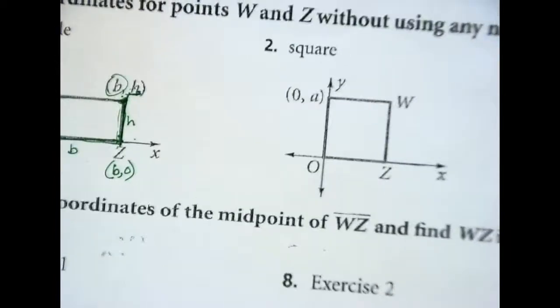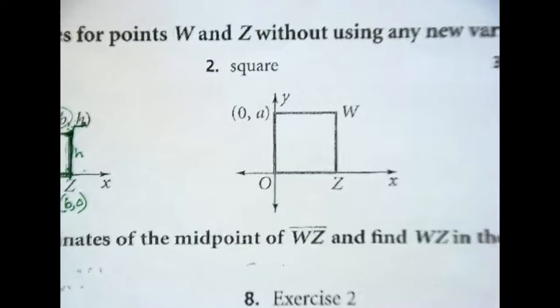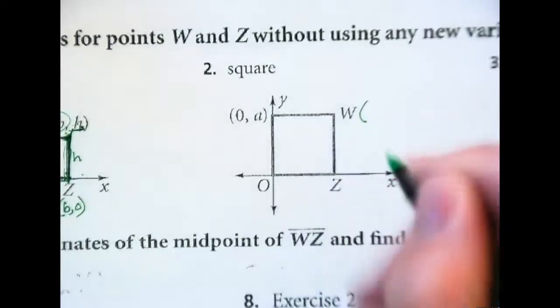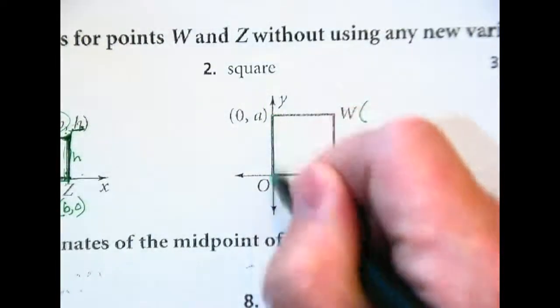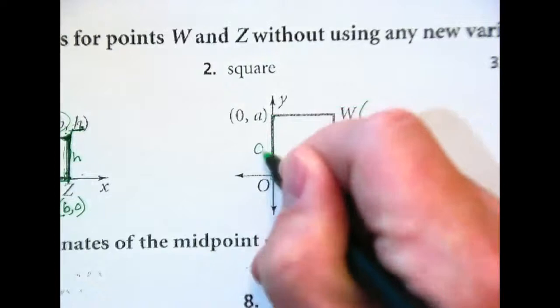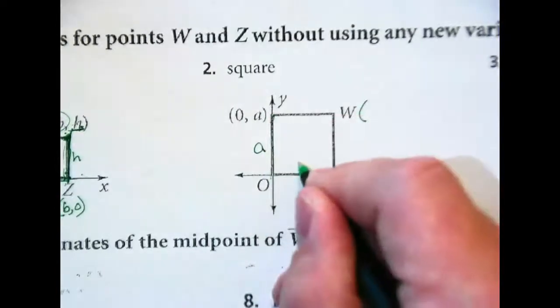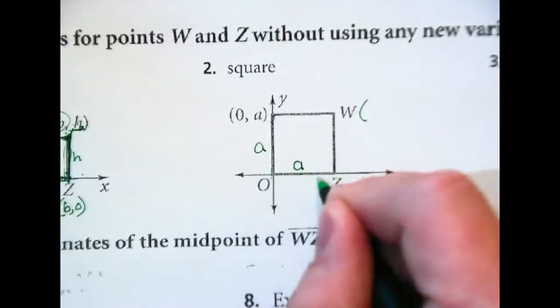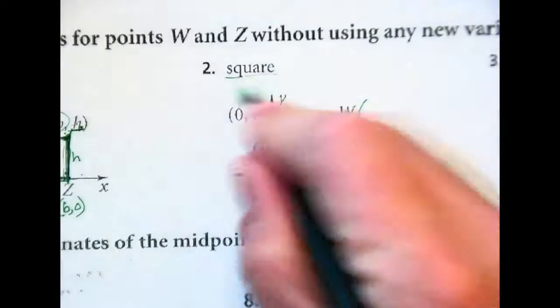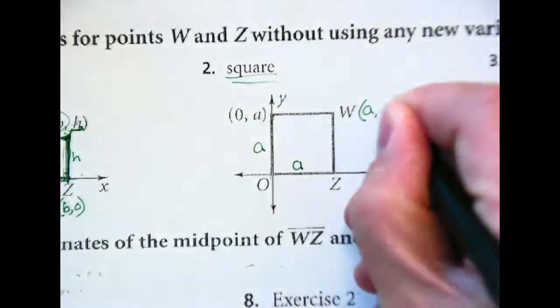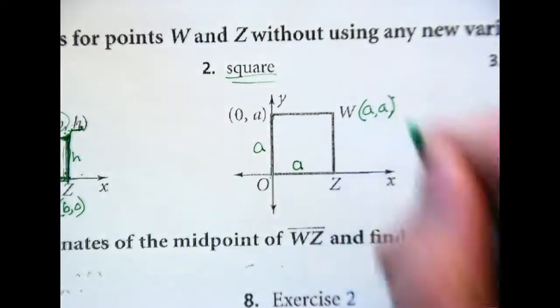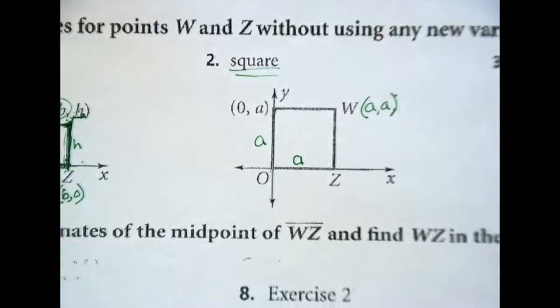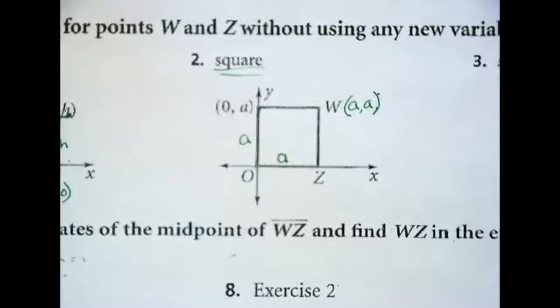So would W equal (a, a)? W would equal, so this length would be a, and that means this length is also a, how come? Because it's a square. So Chase is right, it has the coordinate of (a, a).